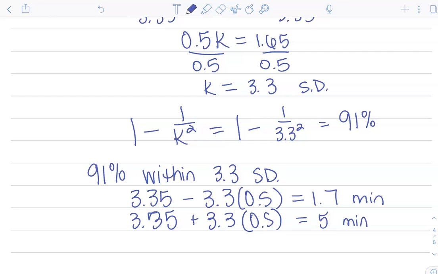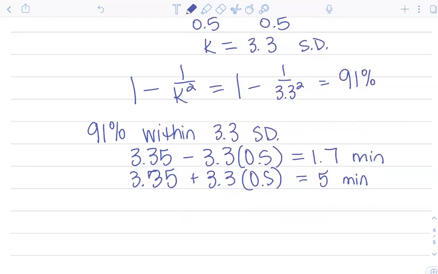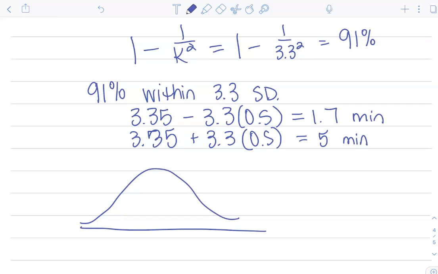But I'm not interested in between. I'm interested in exceeding 5 minutes. I just want this stuff. But what I know is that 91% will be here. So, we don't know if these are evenly spread. We really have no idea. There may be nothing in that little tail, or there may be 9%. All we know is that 9% is going to be outside of 1.7 and 5 minutes.